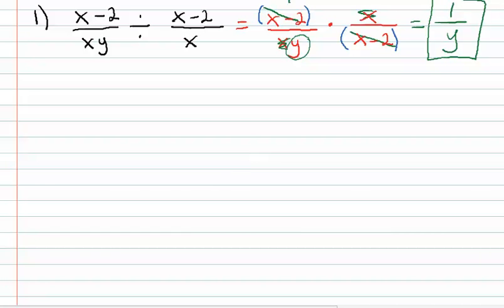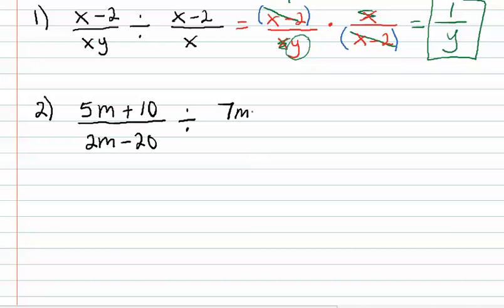Okay, now let's do number 2. Okay, number 2 is 5m plus 10 over 2m minus 20 divided by 7m plus 14 over 14m minus 20.